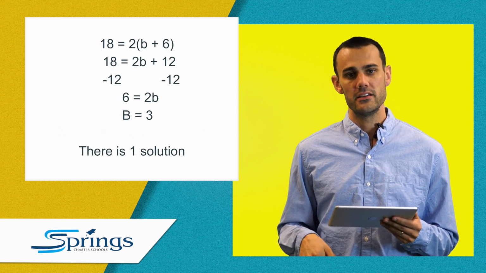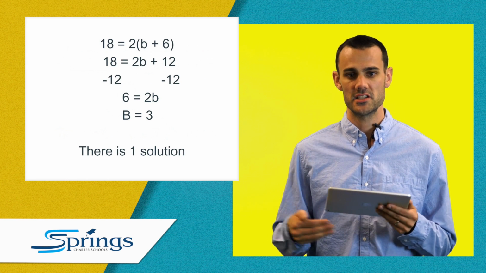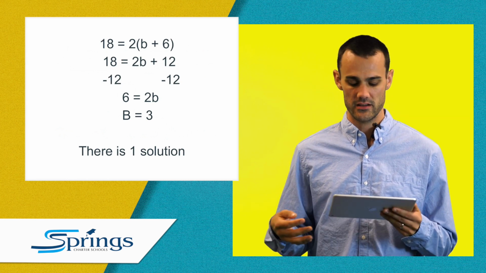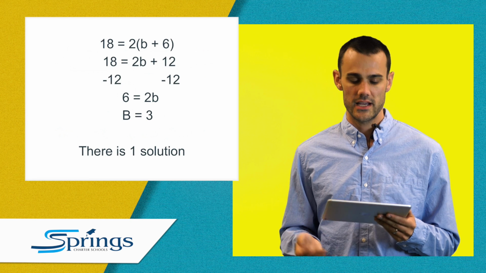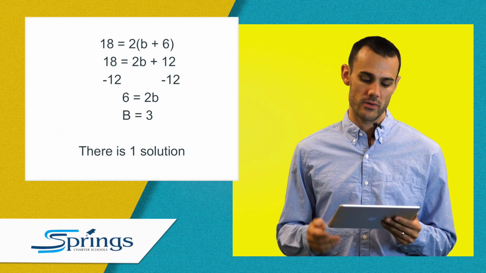I can divide both sides by 2 to get rid of that 2 and that b. They're squished together, and how we separate them is to divide. So when I divide both sides by 2, I get b equals 3. And again, this is a nice example of a one-solution equation.